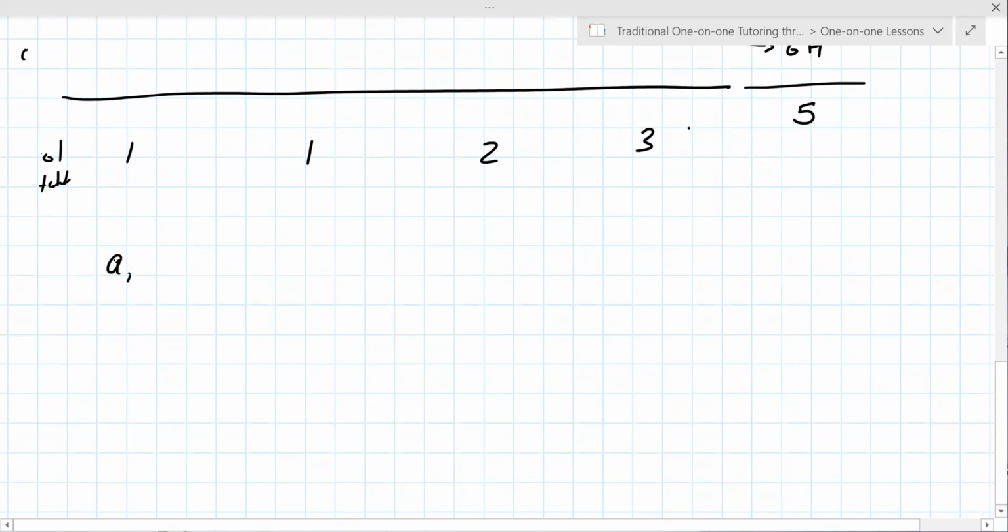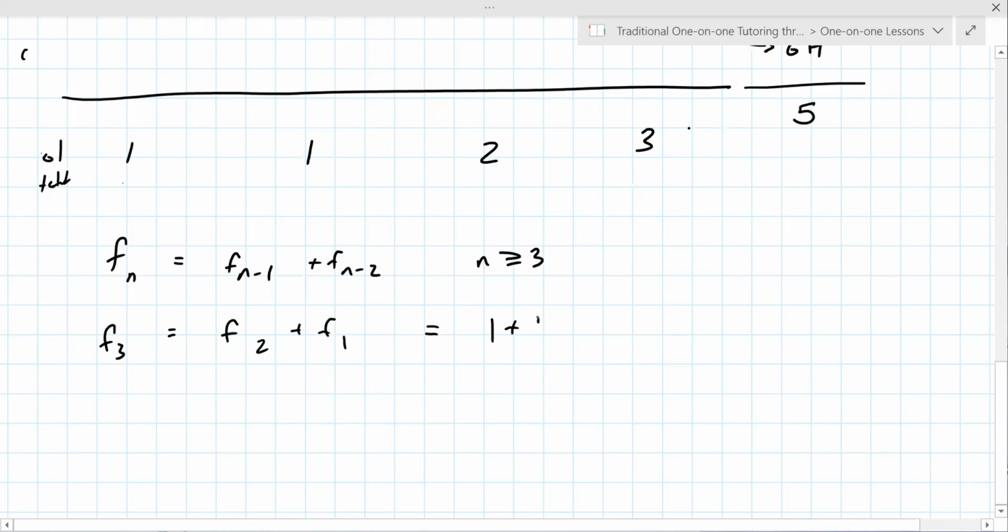So the Fibonacci sequence says a_n equals, well, I'll use their notation, F_n equals F_(n-1) plus F_(n-2) for n greater than or equal to 3. What that means is you take the previous two and add them up, which means you need to be given 2 of them. So F3 equals F2 plus F1, which is 1 plus 1 equals 2.